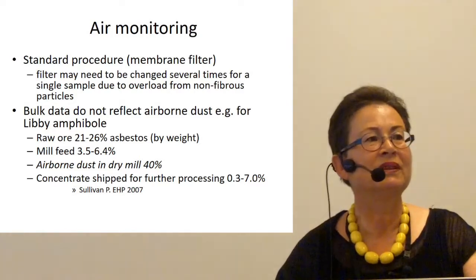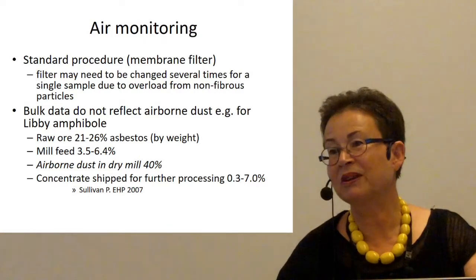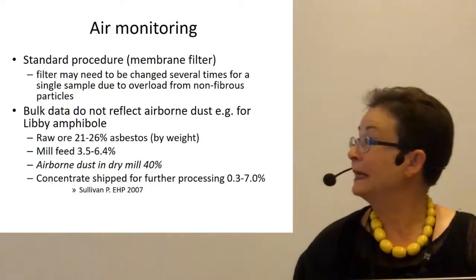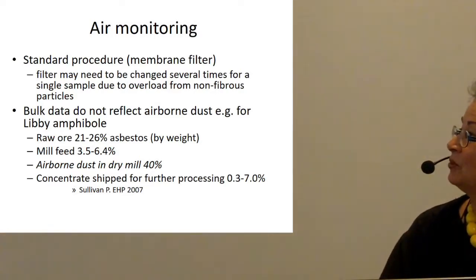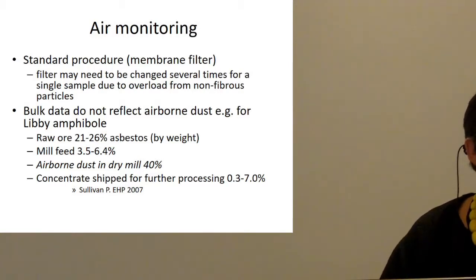The study on the Libby amphibole, the vermiculite mine, which I mentioned, states that in the raw ore there was 21 to 26% asbestos by weight. That was tremolite and also some other types, not legally defined as asbestos, but very close to tremolite. In the mill feed, it was 3.5 to 6% asbestos, but the airborne dust in the dry mill had 40% asbestos. And I suppose this is because the fibers tend to stay airborne to a higher extent than the normal dust.